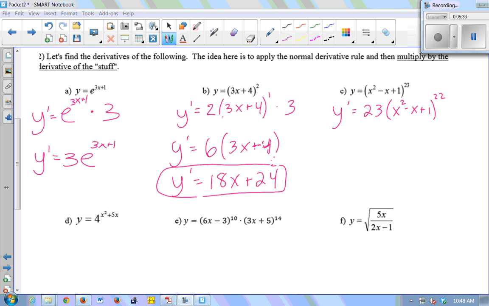So apply the normal rule, just do the power rule, but then you're not quite done. You still have to multiply by the derivative of the stuff. And what's the derivative of x squared minus x plus 1? 2x minus 1. This is one of those cases where I would not make you simplify it, because raising a trinomial to the 22nd would take you pages and pages and pages of work.